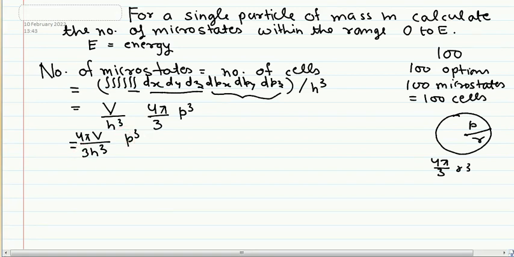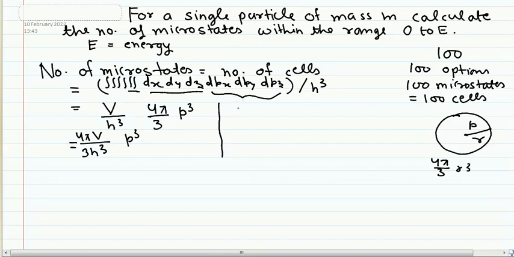But in the question, the momentum range is not given, it is given as range 0 to E. Means we have to report our answer in terms of the energy. So what we will do? We will change this P into E. P is the momentum and E is the energy.